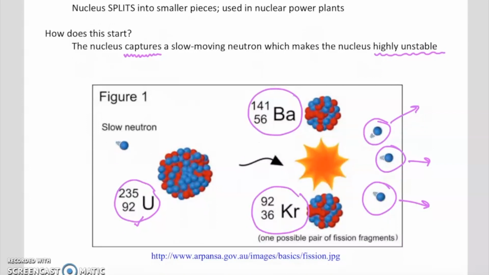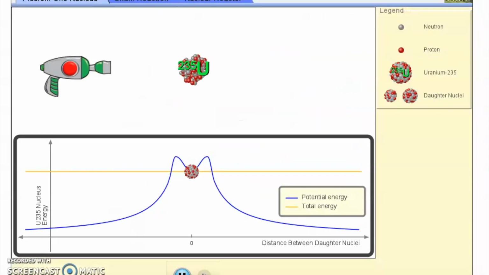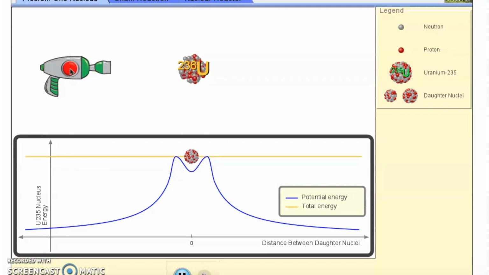I want to explore that a little bit further, so I am going to go to this PhET simulation and show you around. This is a great simulation for you to play with as well. Okay, so here we are in the simulation. I'm on the Fission 1 nucleus tab, so we can look at just one fission reaction in more or less real time. So here's my uranium-235, my enriched uranium nucleus, and I am going to fire a neutron at it.